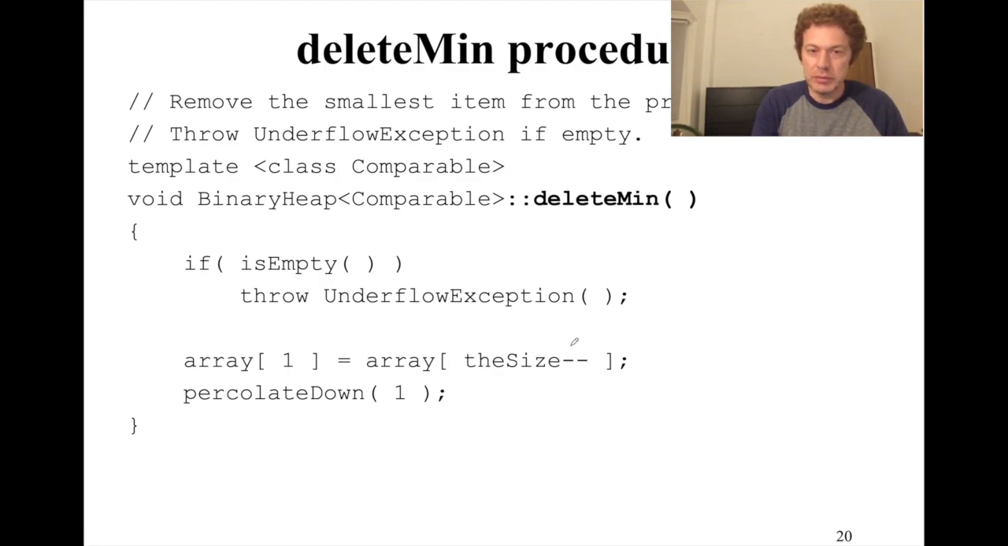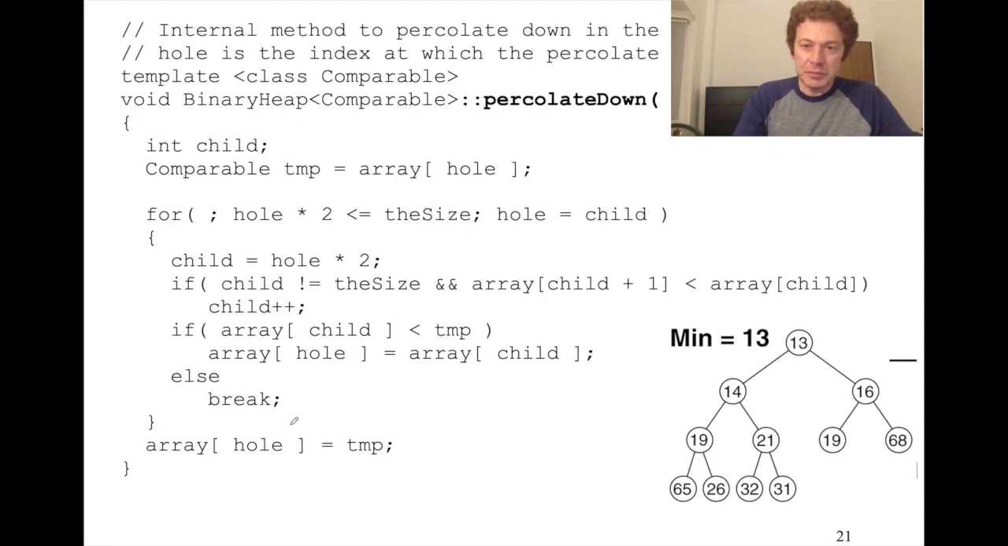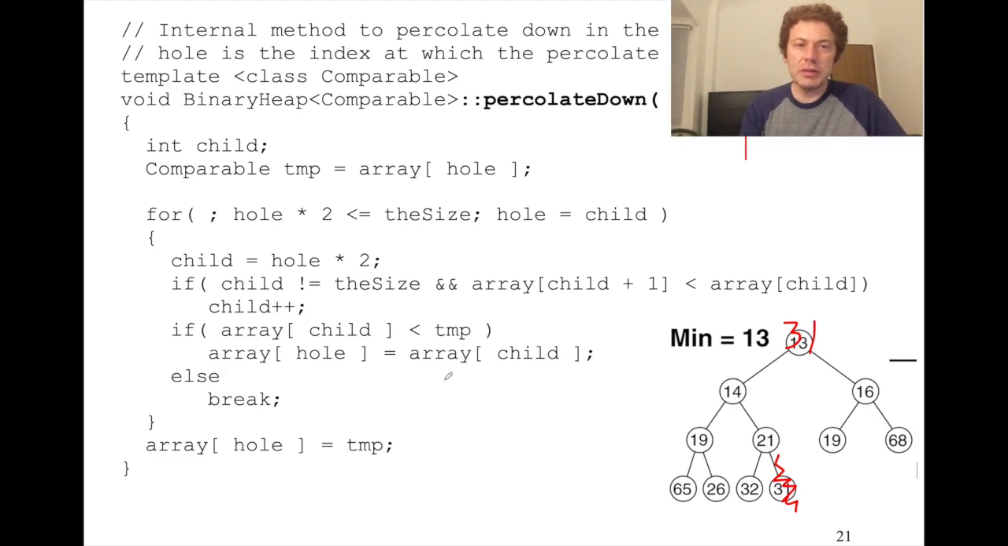Put it above. And size becomes 10 now, so you kind of deallocate that place, and then move down, or they call it percolate down, but I call it move down, whatever. So let's see the moving down. Remember, I put this 31 here, and make the size minus minus, so size is down. Now hole is 1, and I want to move it down.